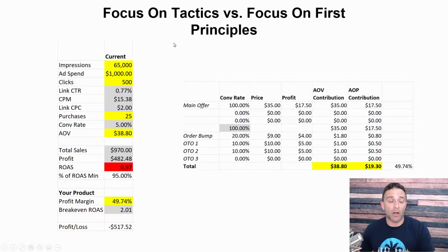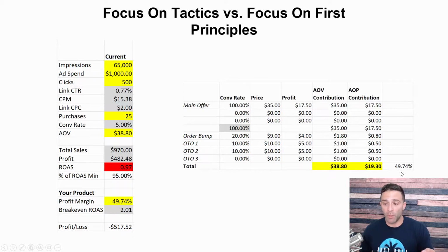So now let's look at our advertising efforts. We spent $1,000 in ads. We had 500 clicks, which means we had a 0.77% click-through rate. Here were CPMs. Our cost per click was $2. We had a 5% conversion rate. So we had 25 purchases on those 500 clicks with a $38.80 average order value. You can see that number right here, which means we had $970 in sales, right? So 25 times $38.80, $970.